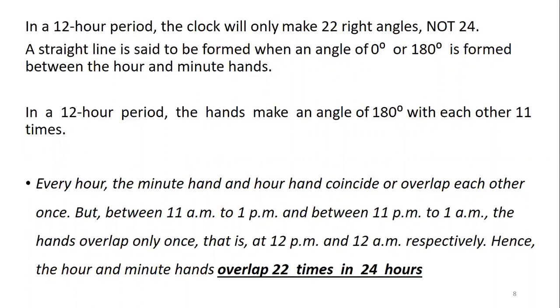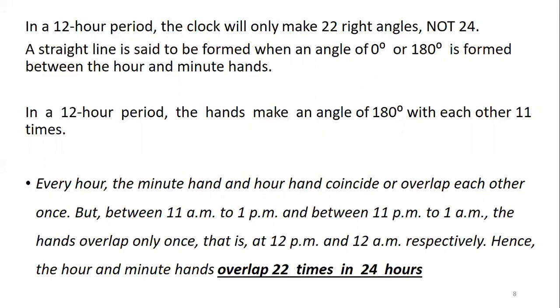Now there are some specific positions of the minute hand and hour hand. What are all the specific positions? The minute hand and hour hand make an angle of 90 degrees, or they make right angles. At what time? The well-known times are 9 o'clock and 3 o'clock. But during other times also they make right angles. How many times do they make right angles? In a period of 12 hours, the clock will make 22 right angles. Every hour, the clock will make 2 right angles.